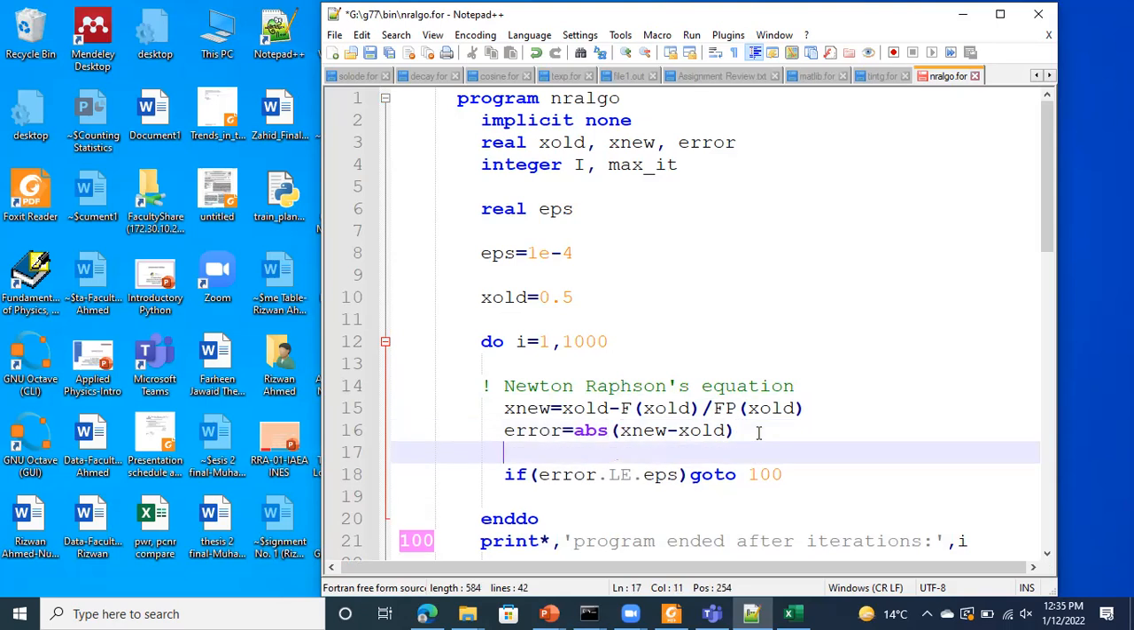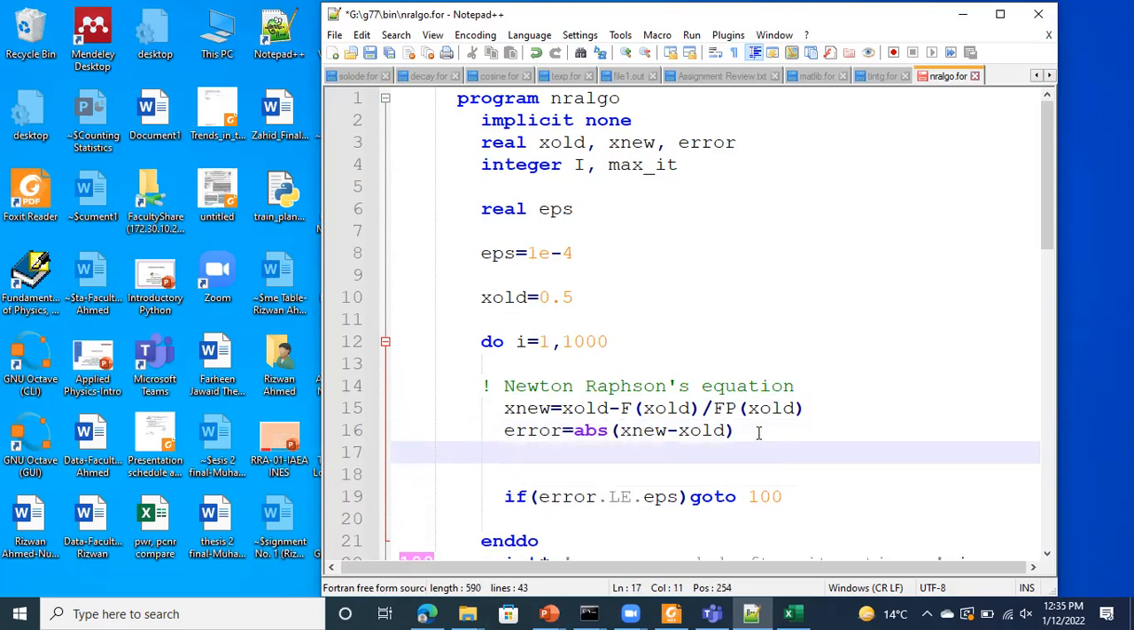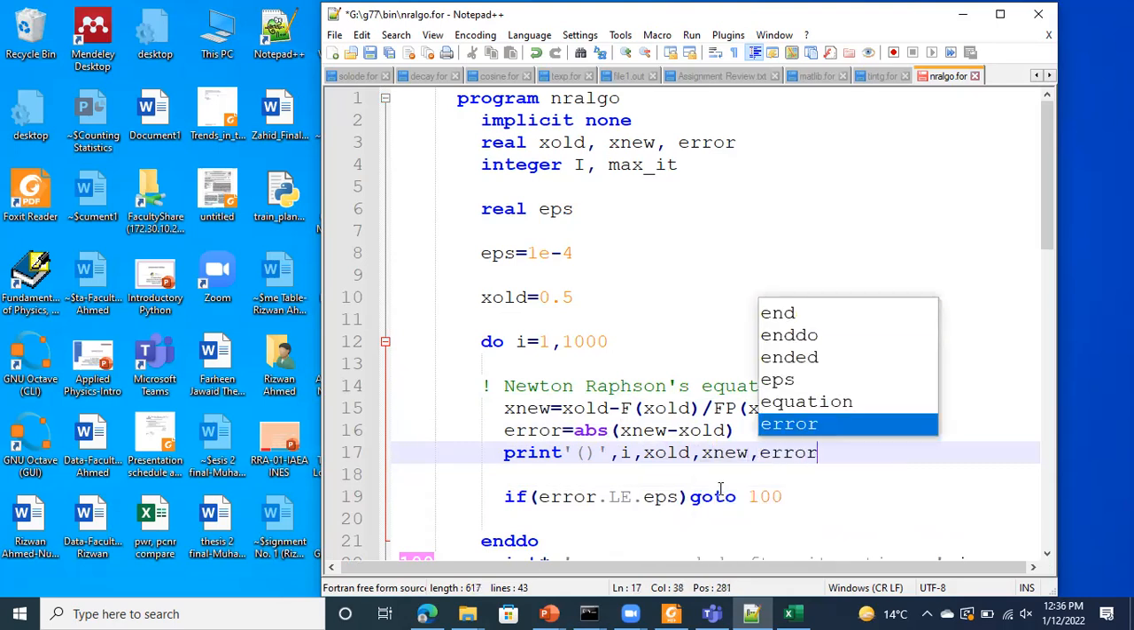the Excel sheet. So let's print some values. I print values with some format. I will print the value of I, the iteration number. I print the value of X old, I will print the value of X new, and I will print the value of error. Right? Is it logical? To me, it's very logical.